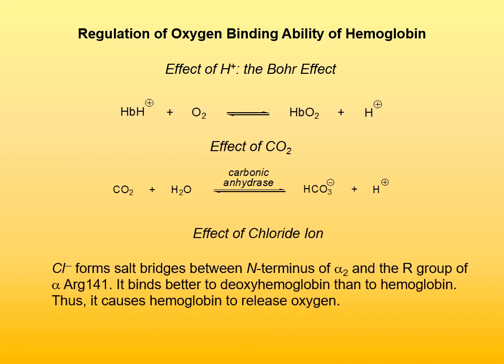And we also have an effect of the chloride ion. The chloride ion forms salt bridges in the molecule of hemoglobin. And those salt bridges stabilize chains of hemoglobin, basically. Now, chloride ion binds better to deoxyhemoglobin than to hemoglobin. In other words, chloride ion stabilizes the T form of hemoglobin over the R form. So, the presence of a higher concentration of chloride ions will cause hemoglobin to release oxygen.